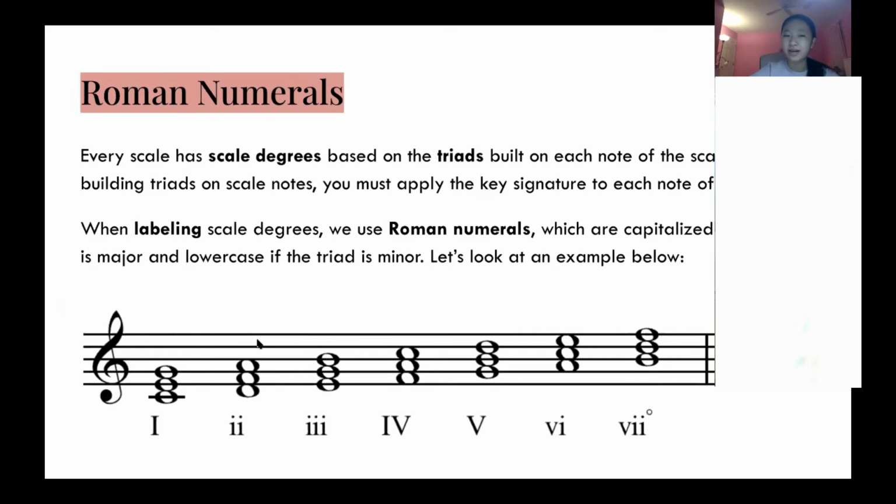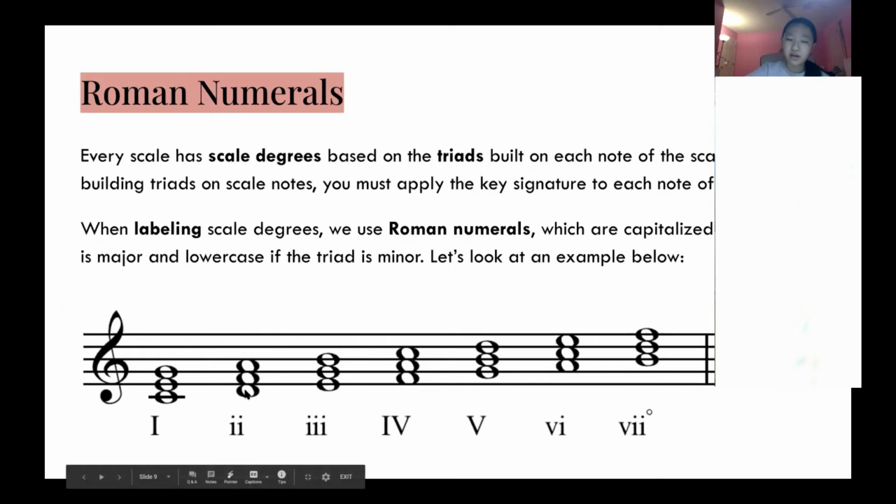But if we were writing these triads in like G major, if we had an F anywhere, we would have to do an F sharp on that. And when labeling scale degrees, we would use Roman numerals, which are capitalized if the triad is major and lowercase if it's minor. So in the example below, we have a C major scale and they built triads on every single note. So for the first one, it's major because it's C, E, and G.